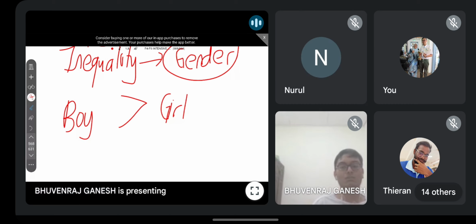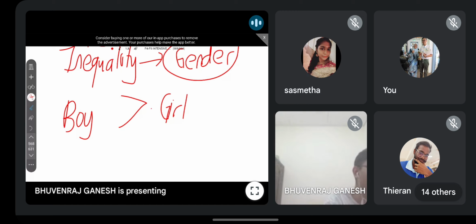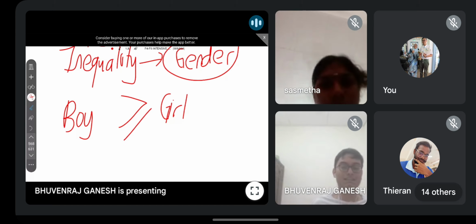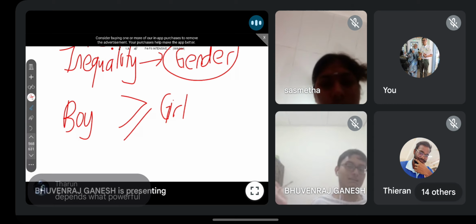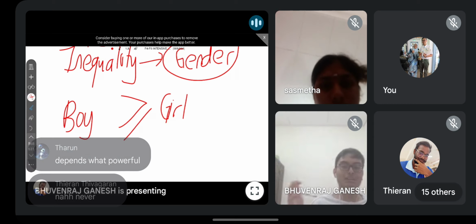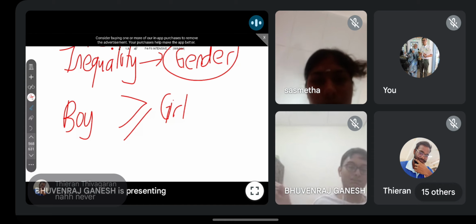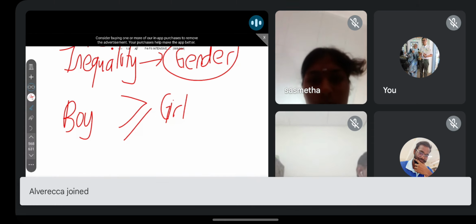Okay, ini adalah salah satu contoh ketaksamaan, inequality. Boy greater than girl. If you want to put equal, can, guys. Untuk bagi sedikit kasihan pada perempuan, we give some sympathy to the female. So we put boy greater than or equal to girl. Okay, so how to draw this graph, guys?